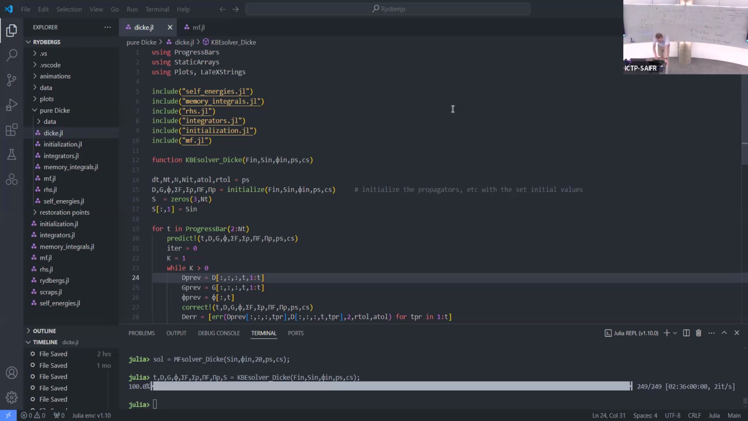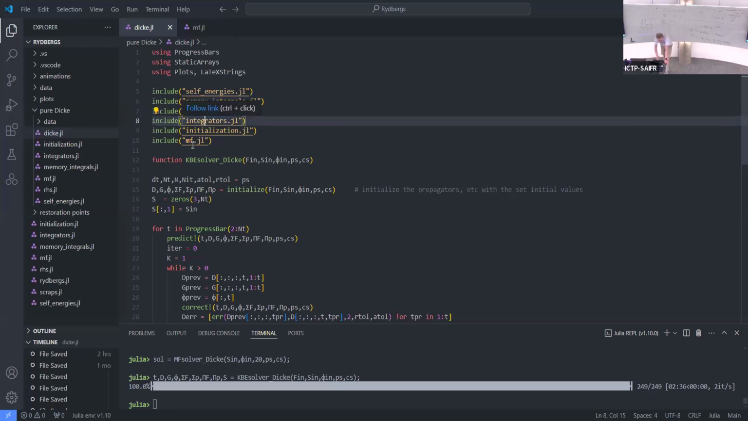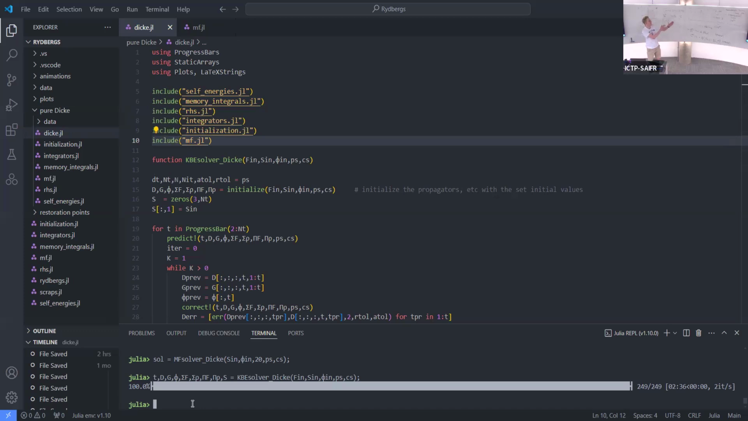So this is my Dicke code, right? It has more, but you compute self-energies. There are some functions for memory integrals, right-hand sides, integrators. But essentially it outlines all the details of how you get there. You have all the ingredients, but you need to fill the gaps, and you should be able to actually write a similar code. This is in Julia, but again, whatever language you prefer.